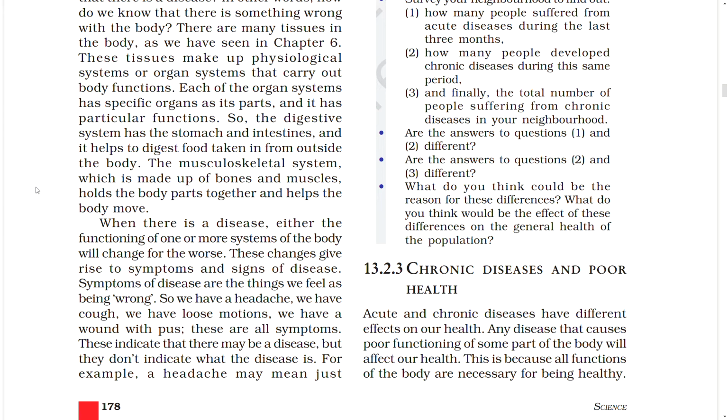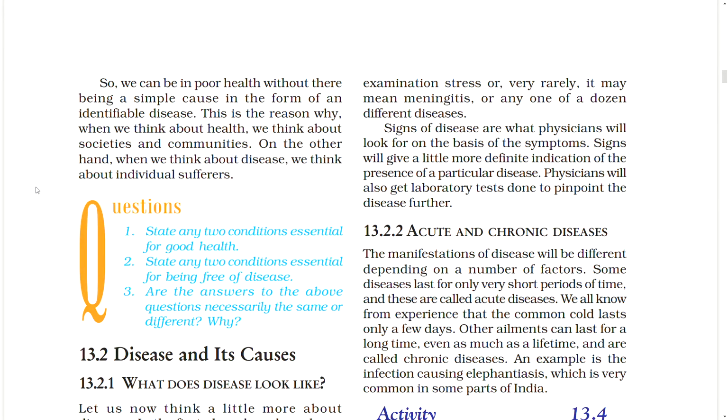For example, a headache may mean just examination stress, or very rarely, it may mean meningitis or any one of a dozen different diseases. Signs of disease are what a physician will look for on the basis of the symptoms. Signs will give a little more definite indications of the presence of a particular disease. Physicians will also get laboratory tests done to pinpoint the disease further.